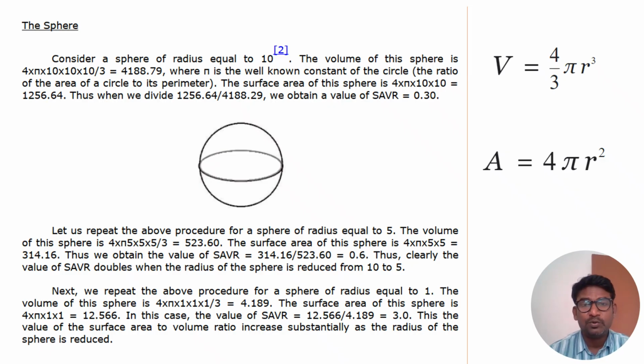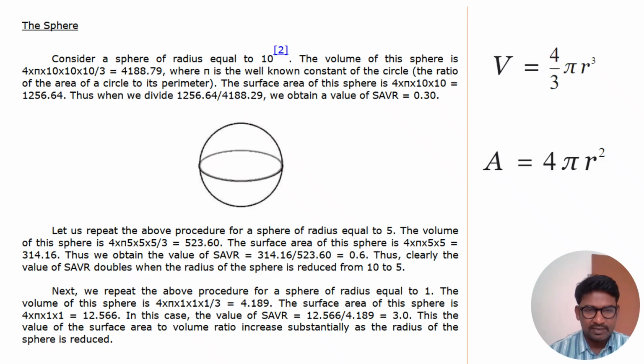Here π is the well-known constant of the circle, the ratio of the circumference of the circle to its diameter. The volume of the sphere is given by the formula 4/3 π r³, and we will get 4188.79. Thus, when we divide 1256.64 by 4188.79, we get the value 0.3. That is the surface area to volume ratio when we apply these values.